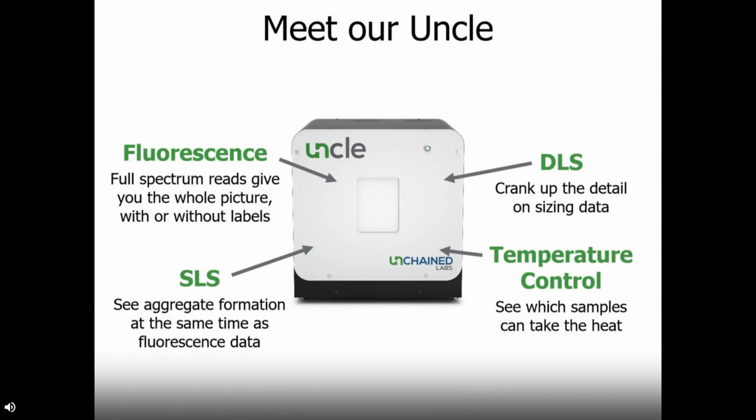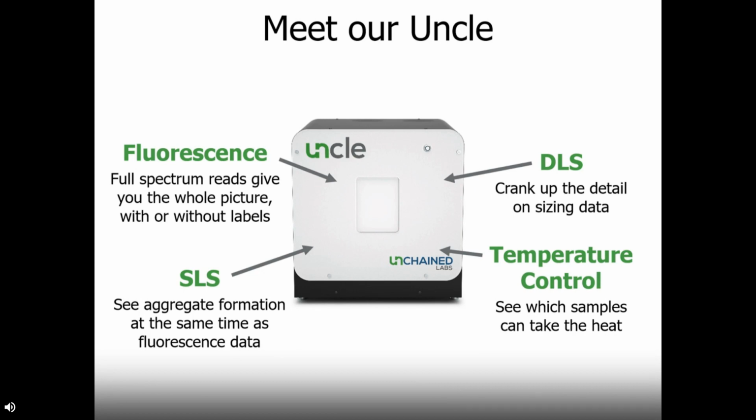So let's learn a little bit about Uncle. Uncle is an all-in-one stability platform ready for AAV. It uses two lasers to excite either label-free capsid protein intrinsic fluorescence or a variety of dye-based fluorescence. We'll actually use both fluorescence methods to look at AAV stability. With full spectrum fluorescence detection, Uncle can pick up on both kinds of those signals, which is really valuable. SLS is the scattered light from those two lasers and gives information on when aggregates form, especially during a thermal stability ramp.